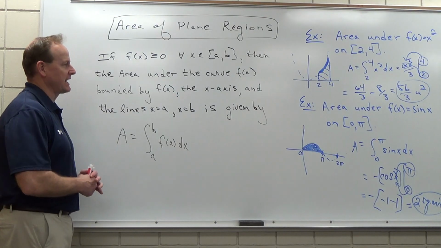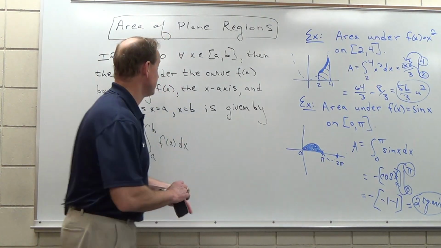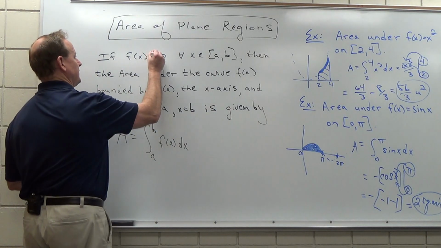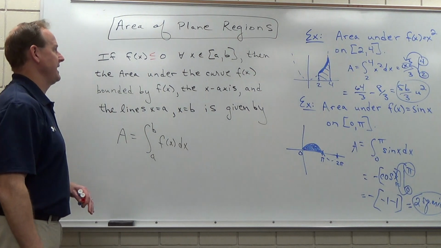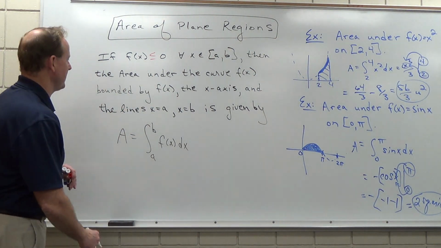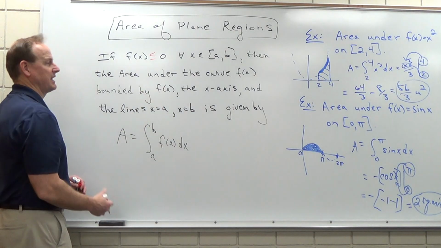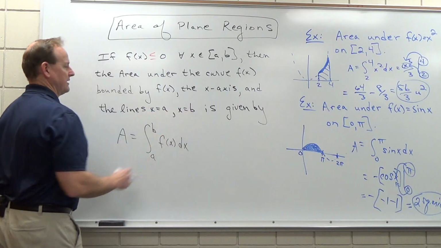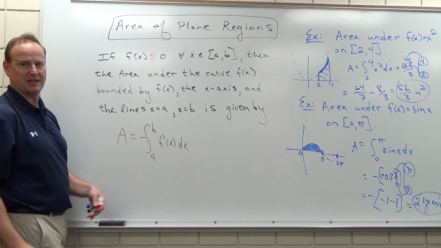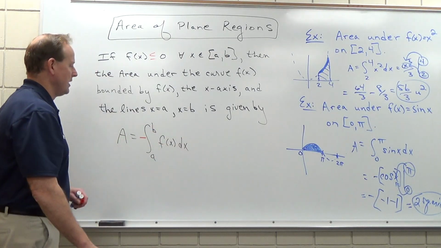So now let's go back and look at that and say, okay, what if f of x is below the x-axis? So let's go down under here, and f of x is less than or equal to 0 for all x on there. Then the area under the curve by f of x, which is now below the x-axis, the x-axis and the lines x equals a and x equals b, is actually going to equal the opposite, because what we're going to end up with is a negative number, and I'm going to prove that to you over there.